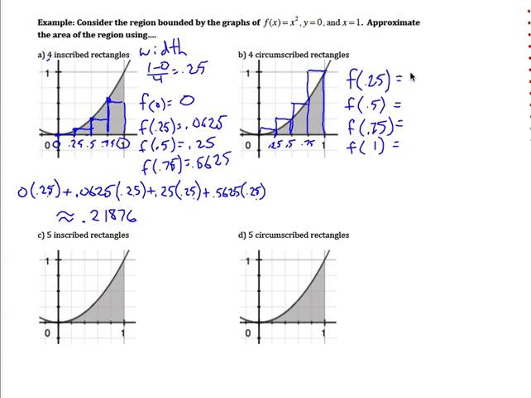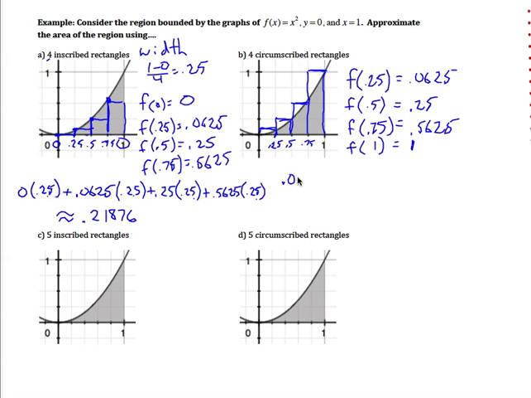All right, we've already found these here from the previous problem, 0.0625, 0.25, 0.5625, and then 1 squared gives us 1. So now we have the heights of each one of these rectangles. We're going to multiply each one by the width.